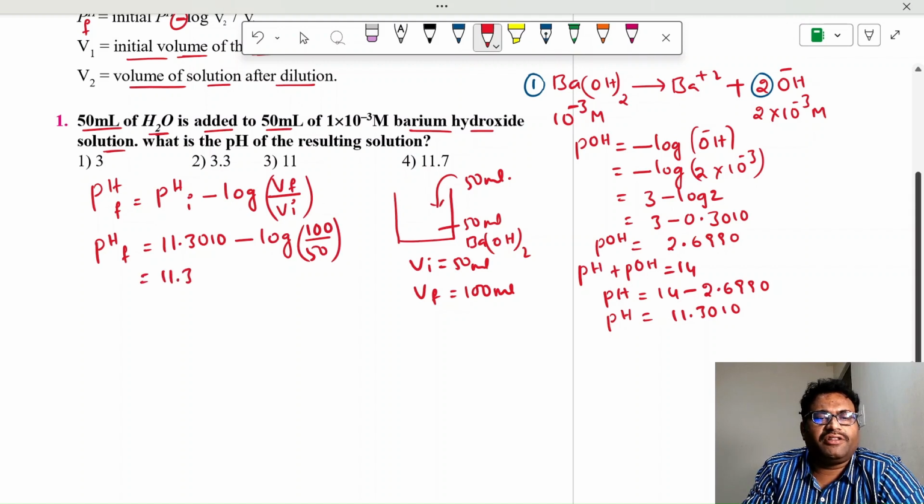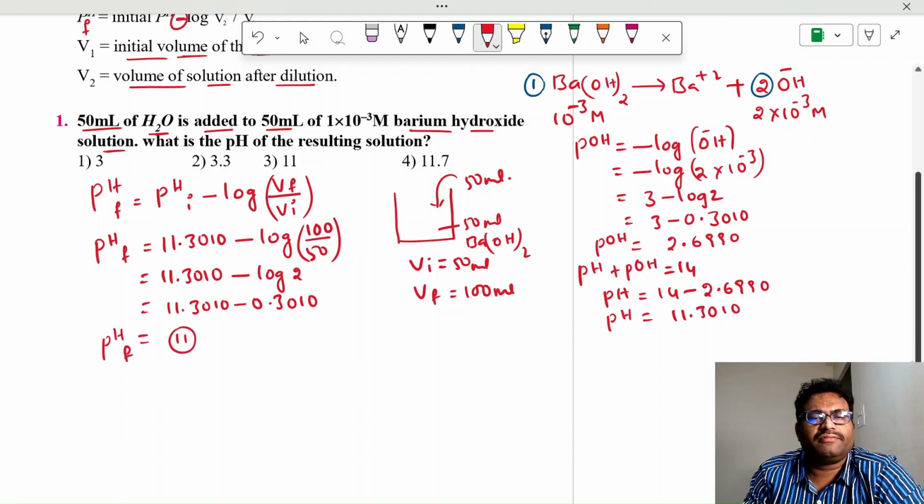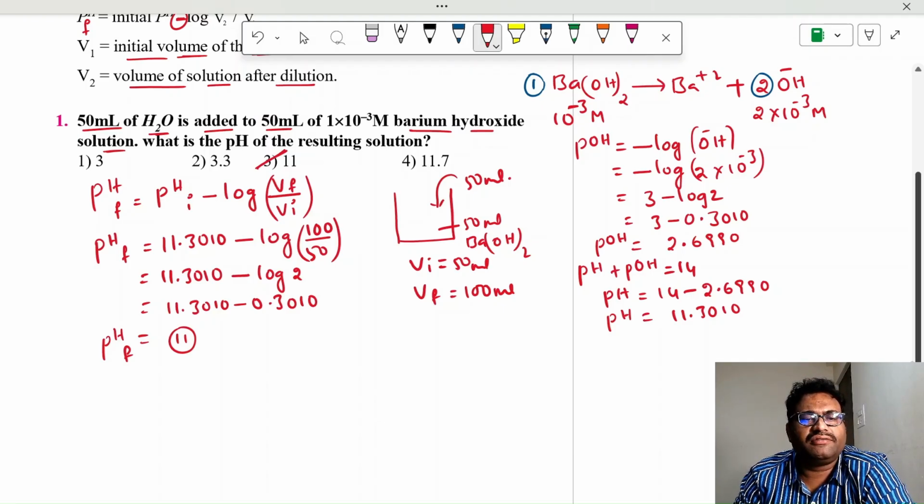So 11.3010 minus log 2, and log 2 is 0.3010. So the answer will be 11. So pH is 11. Are you seeing the answer 11? Yes.